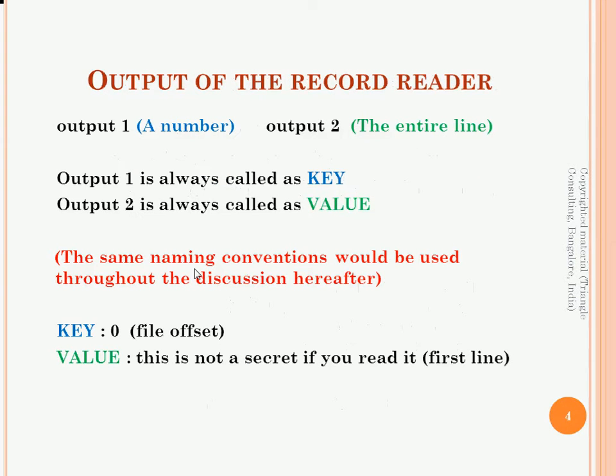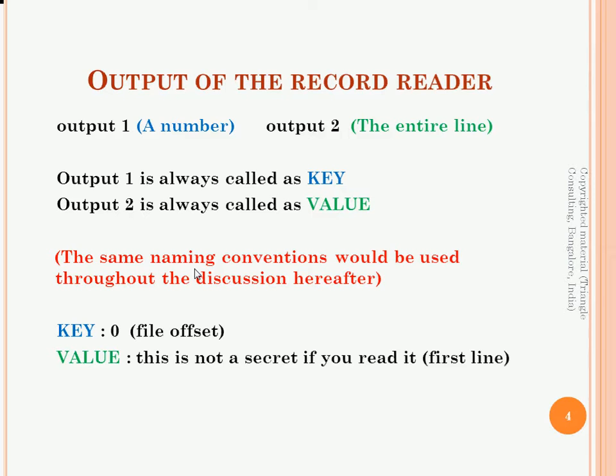The first output is called a key, and the second output is called a value, and these are just naming conventions. As I just told you, the record reader is going to produce 2 different outputs after reading every single input line, one at a time, from the input file. The first output is called a key, which is always a number, and the second output is called a value, which is the entire line it has read. So the key here is called a file offset, and the value is the entire line.